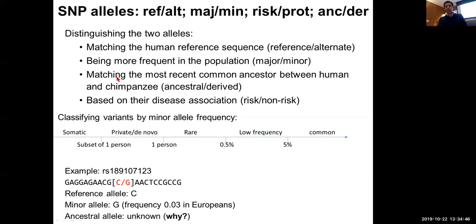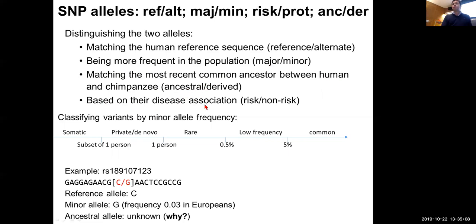We can also talk about the ancestral and the derived allele. So basically, if we match the most common ancestor between human and chimp, you may be able to talk about ancestral versus derived. But the problem is that this is not well defined in every location, because there are some segments that have been lost in chimp. Okay? So ancestral and derived is not fully defined everywhere.